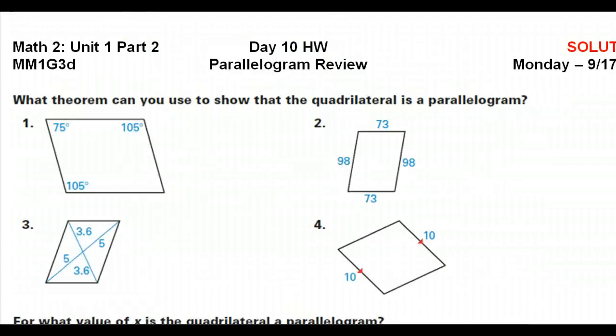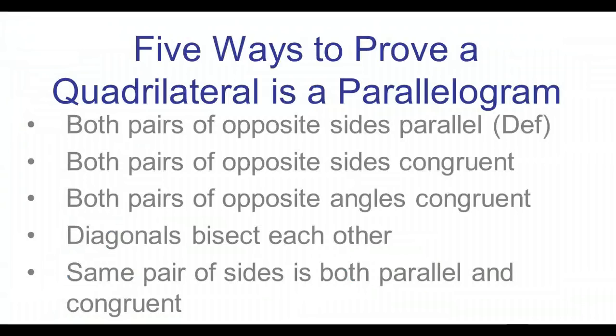Now, for this homework, this first part, we're supposed to say what theorem you can use to show that the quadrilateral is a parallelogram. Basically, we're supposed to list one of these 5 things.